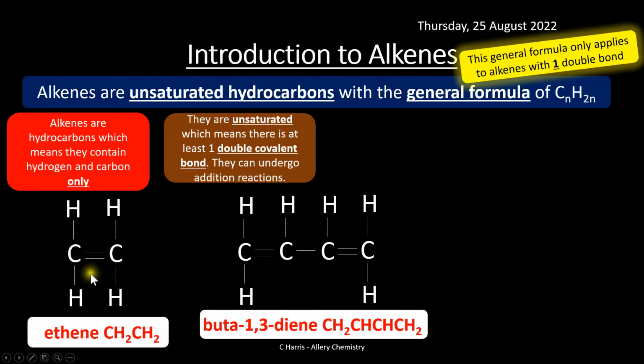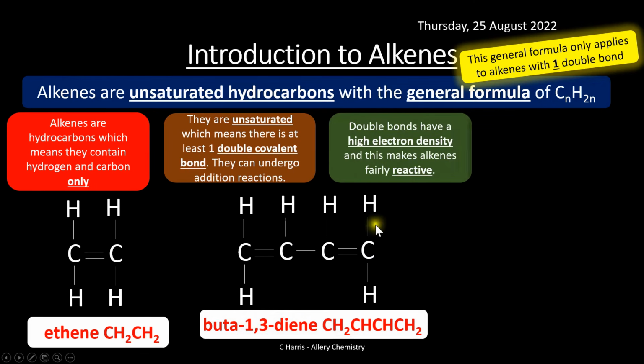Here, for example, you've got ethene as an example. Or this one, you've got 4 carbons. So this is buta-1,3-diene. Basically, you've got 2 double bonds here, and they're on the first and third carbon, so it's a diene. Double bonds have a really high electron density. This makes alkenes pretty reactive, certainly a lot more reactive than alkanes.